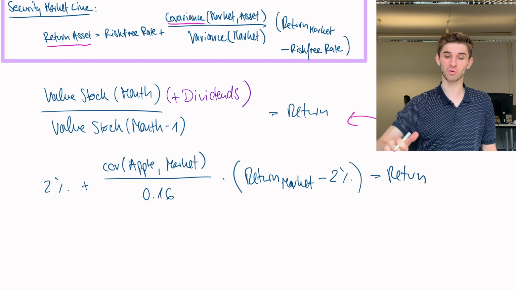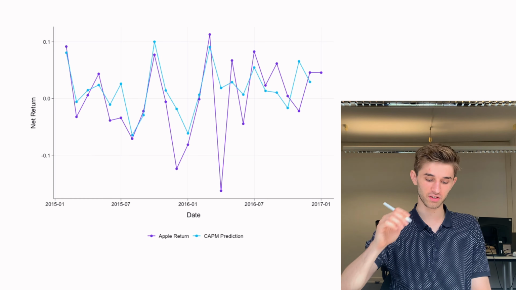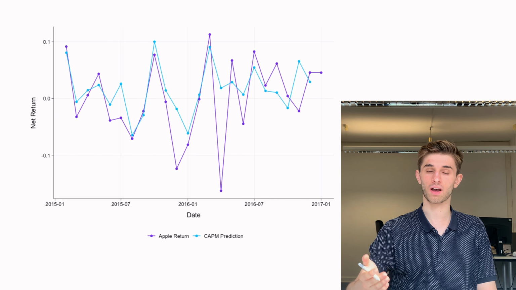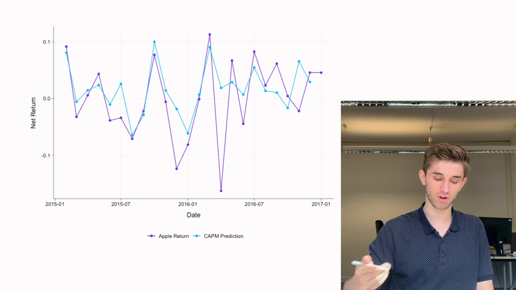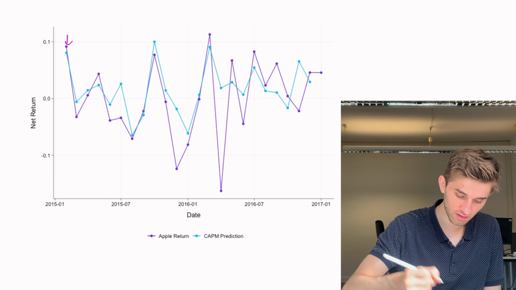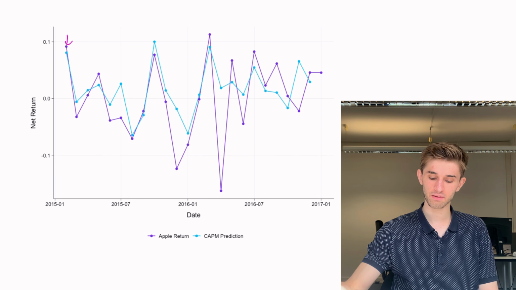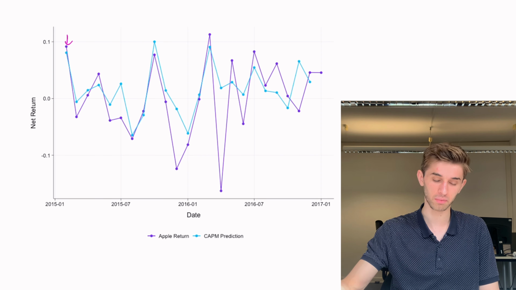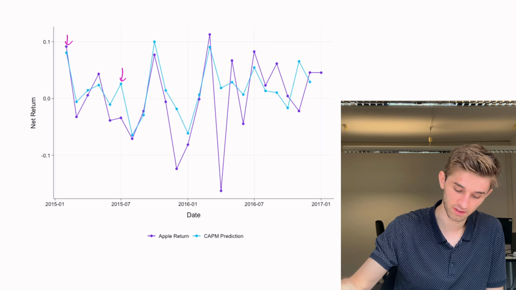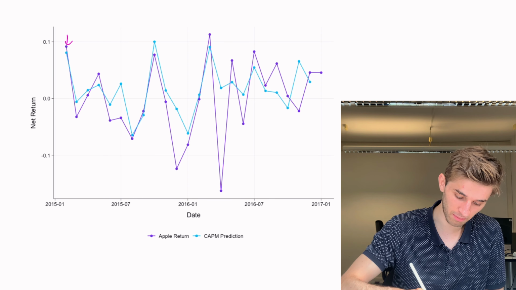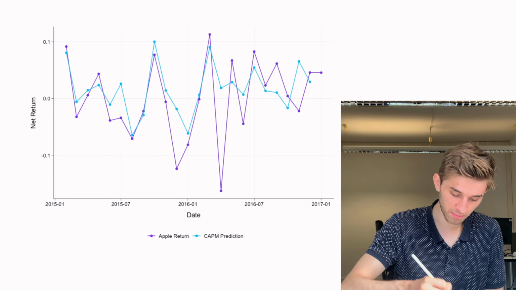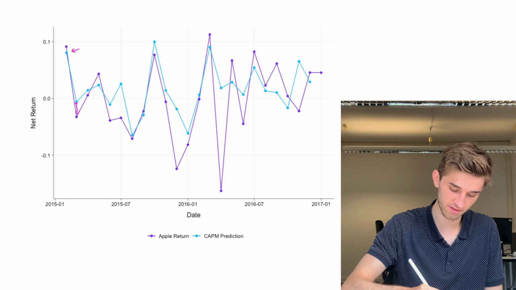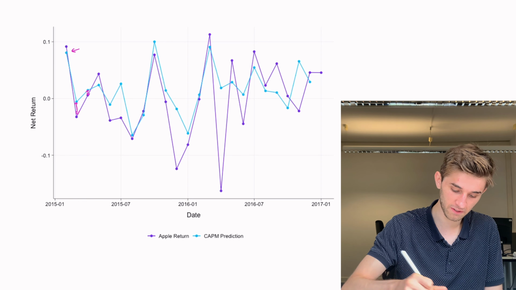So let me now show you my result. So here it is, you see two lines in this graph. The first one is the real return of Apple, the return I calculated from the stock prices of Apple. That's the purple line. And in blue, you see the prediction that I got using the CAPM formula, right? That's the blue line. Let's now look how the CAPM performs. In our first period, it performs rather well. In our second period, it's off a bit. In the third period, it's also off a bit.